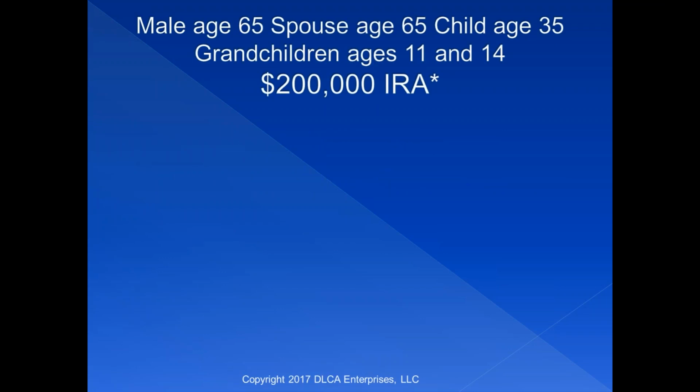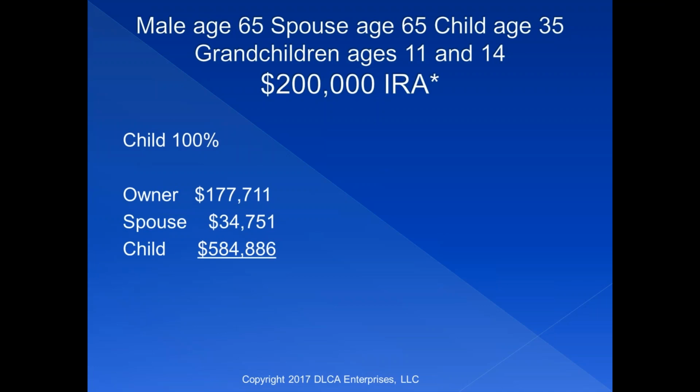We have a 65-year-old owner of an IRA. It's $200,000. His spouse is 65. They have a 35-year-old daughter, and they have 2 grandchildren, ages 11 and 14. And the amount of money in that IRA is $200,000. So probably this is what you're going to see. After the owner and the spouse are gone, 100% is going to be left to that child.